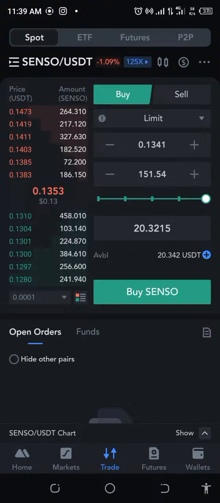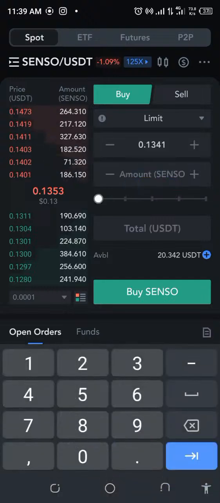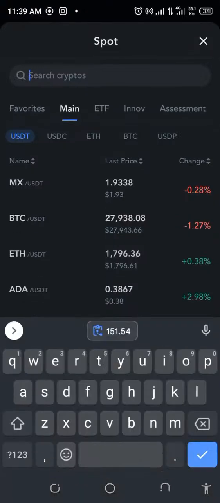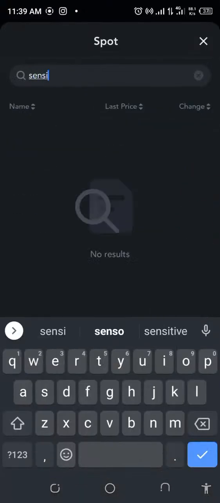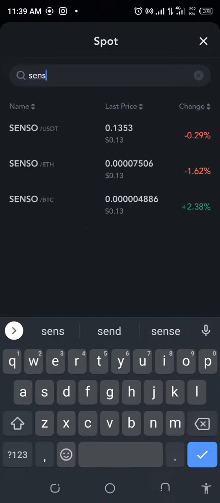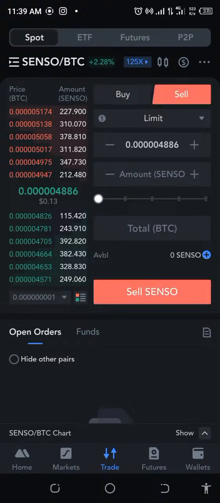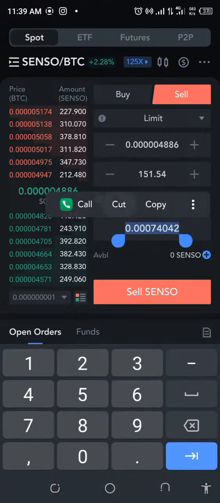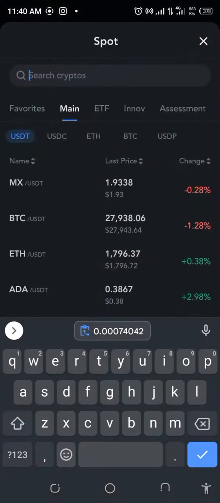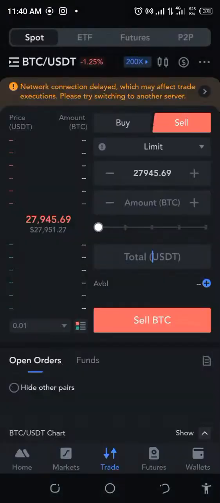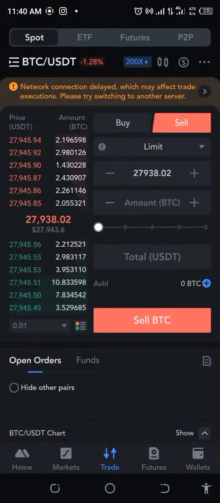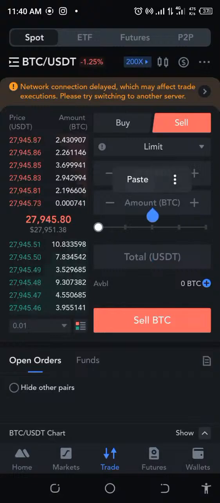So what do we have here? We've got 151.54. Okay, let's copy that. And then let's quickly go and change this to Senso BTC. So let's quickly change that and see what we get. Okay, so we put that in there, and then we copy that out and quickly go over to BTC, and check what we have. So we're selling to BTC, and then we'll see.